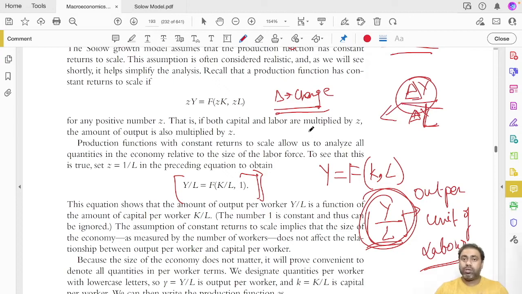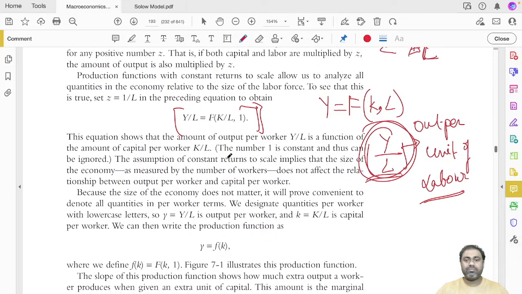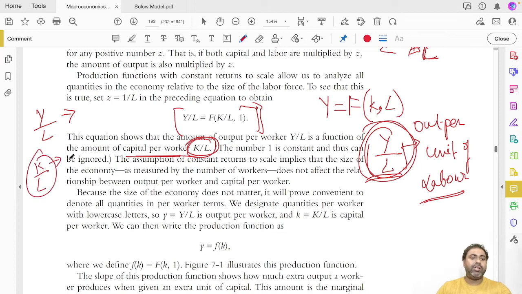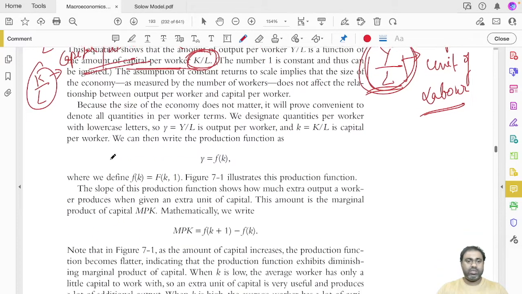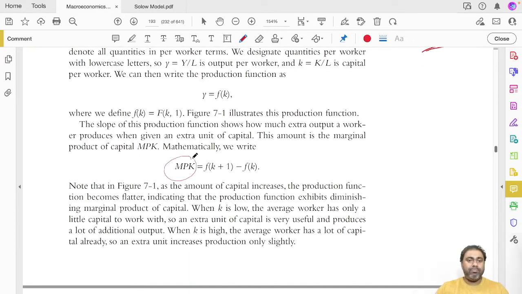So that's what I told you. There are different symbols and different interpretations. So we must understand the function of amount of capital per worker. Similarly, when we write Y by L, it is your output per labor, and when we write K by L, it is capital per worker. This is a simple ratio, nothing more. And MPK is the marginal product of capital.